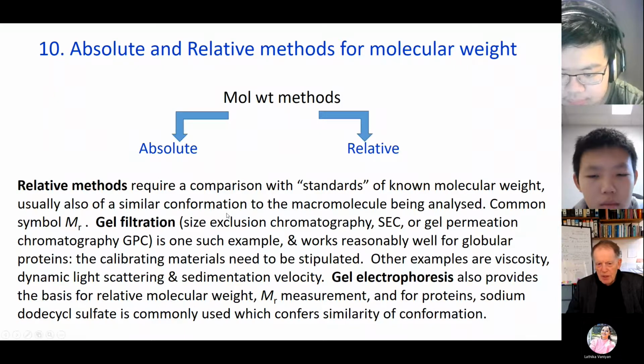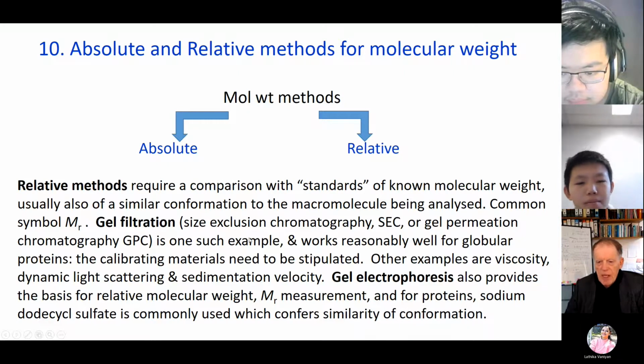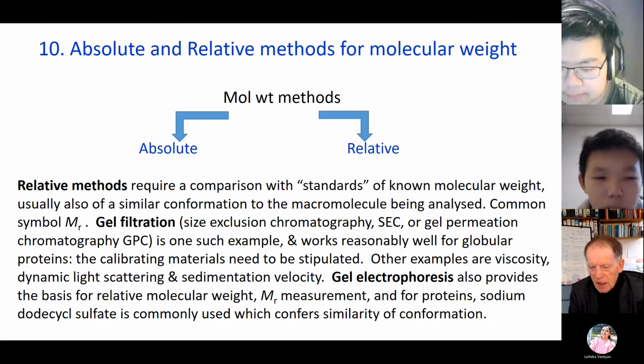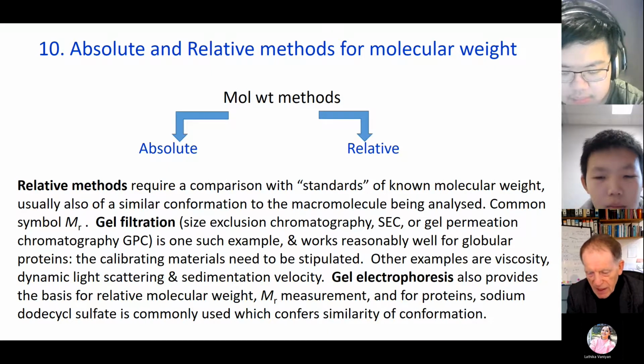It's a bit more difficult when you're looking at other types of molecules like polysaccharides or synthetic polymers because of the difficulty in getting polymer standards of the right conformation. But if measuring molecular weight using this technique, and you say that your results are relative to polystyrene standards or pullulan standards, then that's absolutely fine. Other people know what they refer to.